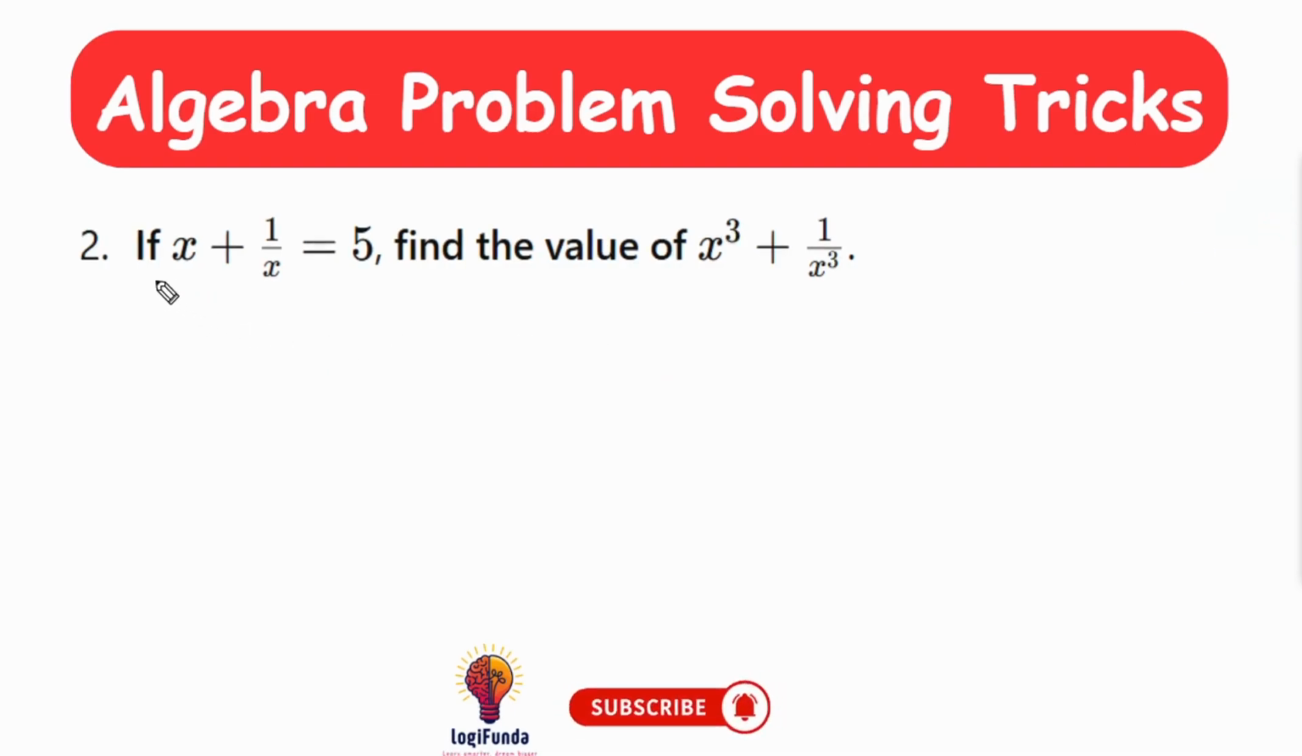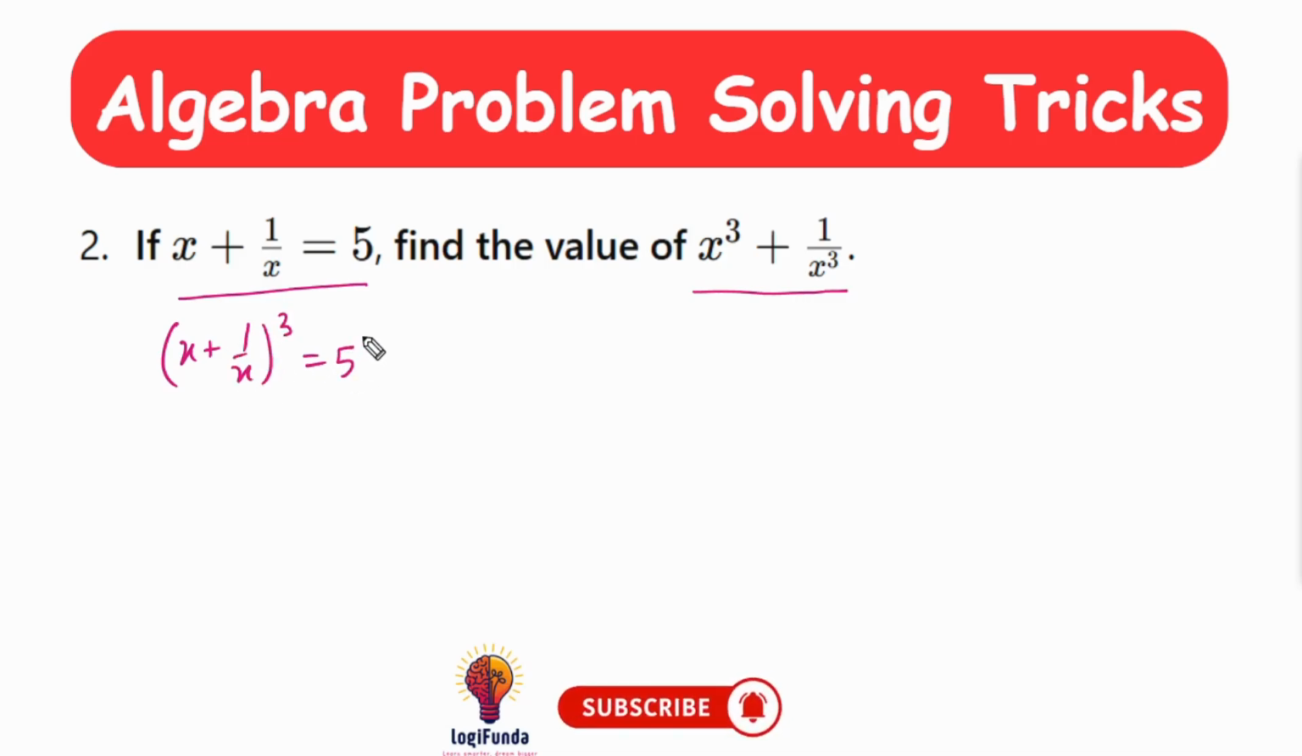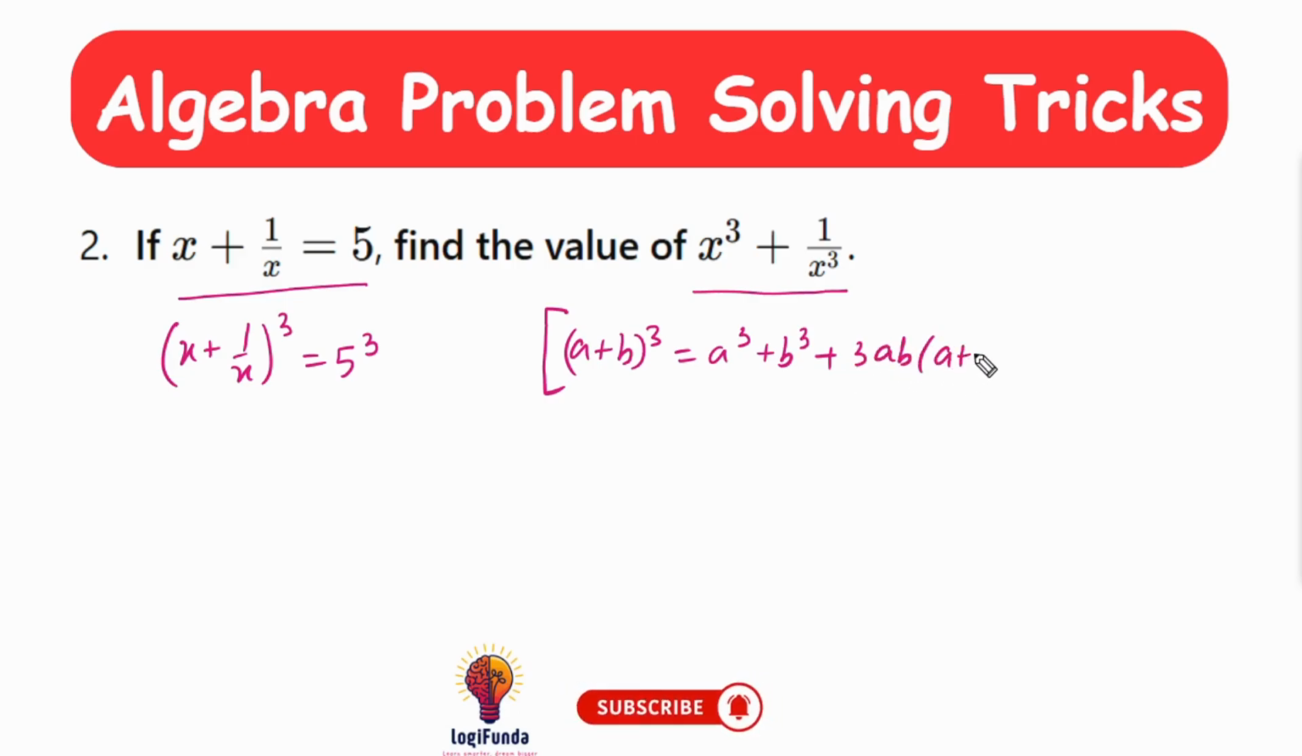So next question we have: if x plus 1 by x is 5, then find the value of x cube plus 1 by x cube. Okay, so what we'll do here is put power 3 on both the sides, okay, and we all know this formula: (a plus b) cube is equal to a cube plus b cube plus 3ab, and then in bracket a plus b, right? Then we'll apply this formula here.